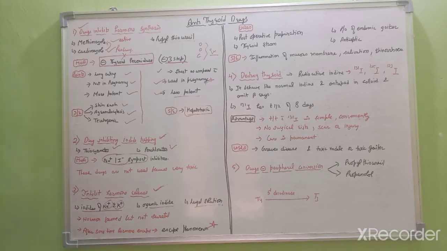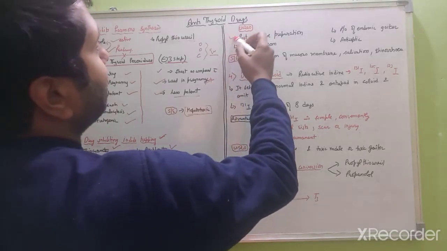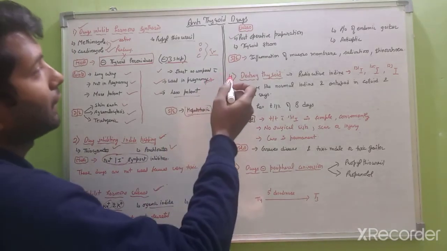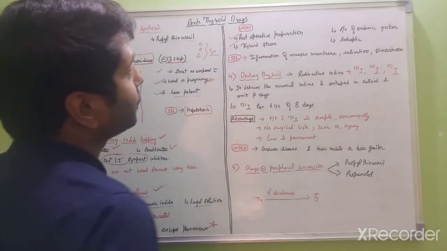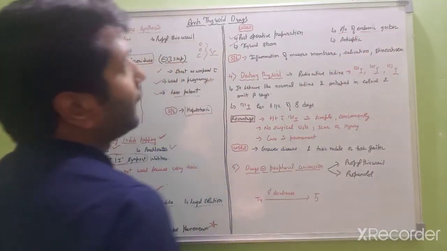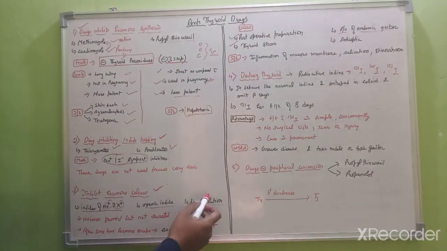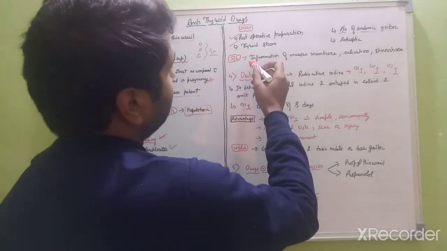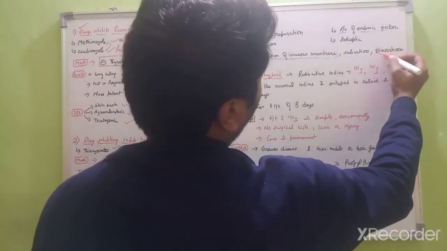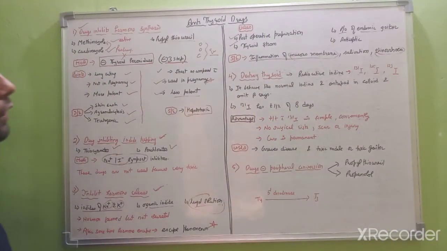The uses of these drugs: they are used in post-operative preparation, in thyroid storm, and in the prophylaxis of endemic goiter, and Lugol solution especially is used as an antiseptic. Side effects of these drugs include inflammation of the mucous membrane and rhinorrhea. So this is about the third category.